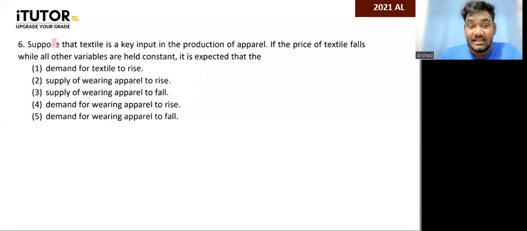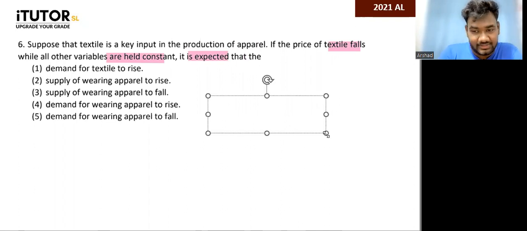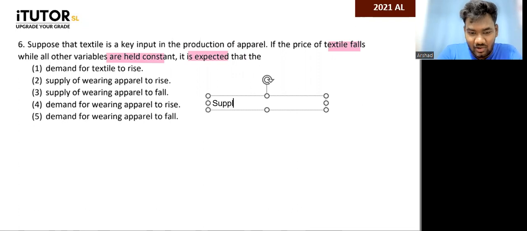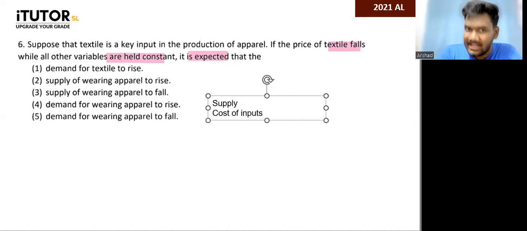two. Suppose that textile is a key input in the production of apparel. If the price of textiles falls, while all other variables are held constant, it is expected that what would happen? Okay, first of all, guys, what are they talking about? What component, what factor are they talking about here? They're talking about, under supply, the cost of inputs, right? Cost of inputs or cost of production. That is what they're talking about, no?